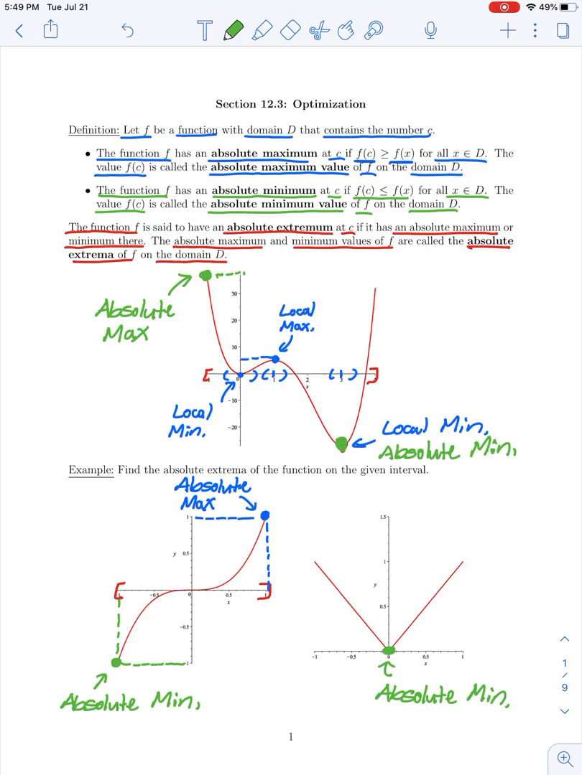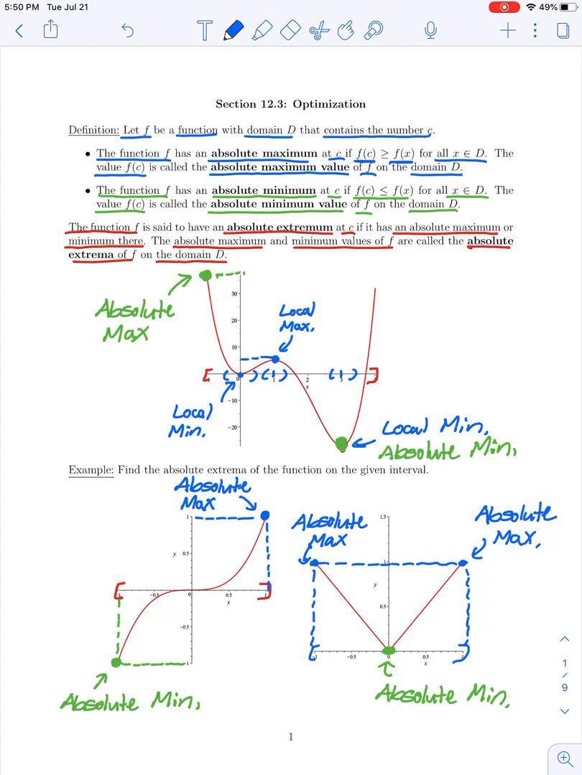And then our absolute maximum appears to occur at either of these endpoints of our domain, at +1 or -1. The corresponding absolute maximum value appears to be 1. So here we would have an absolute maximum at x equals positive or -1, and the absolute maximum value would be 1.